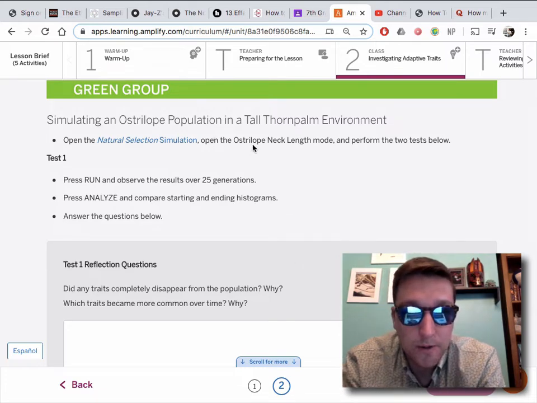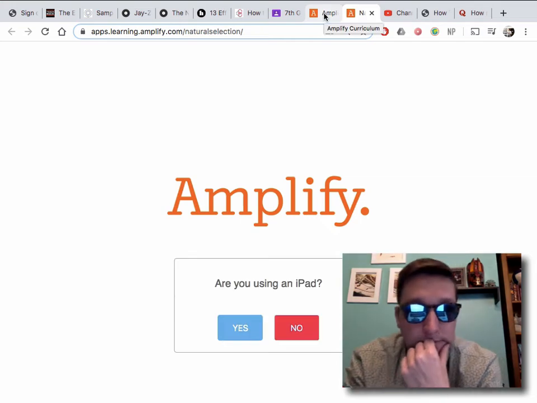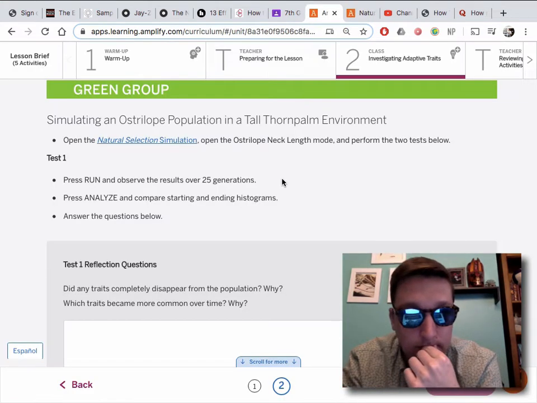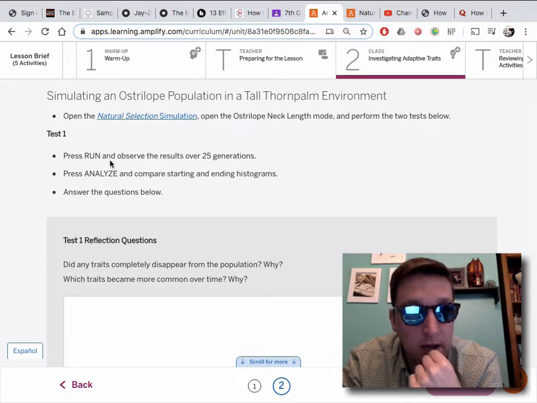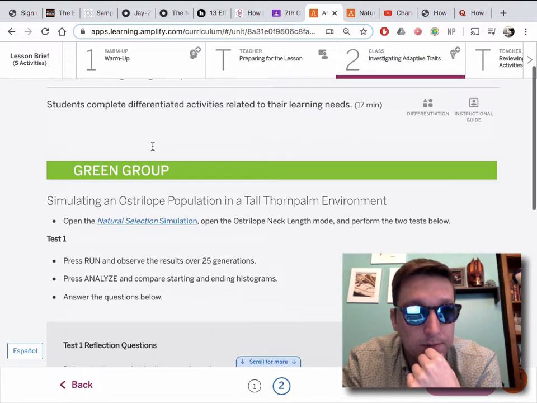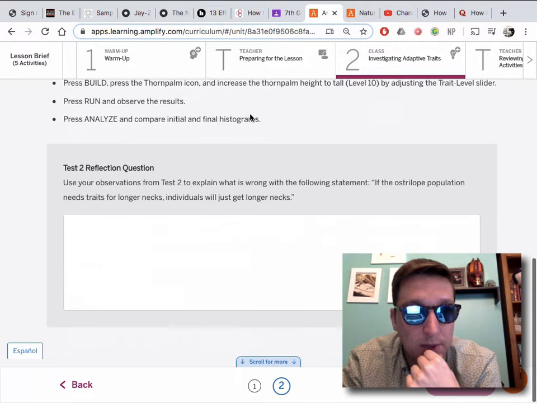So open australope neck length mode. Run and observe the results over 25 generations. Analyze and compare starting and ending histograms. Answer the questions below.